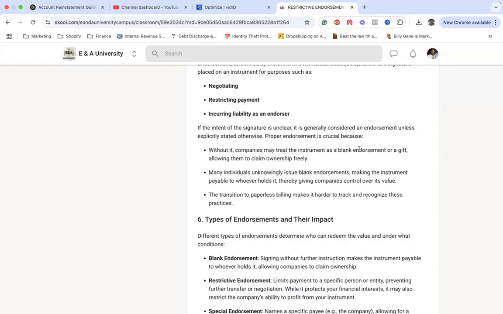Without it, the companies may treat the instrument as blank, right? It's going to end up being blank if it's not done correctly, or it will be considered a gift. A lot of people are running into this issue of, well, I sent my check or my endorsement or my bond, my instrument, however you guys call it, right? In this particular case, it's a security bond. It's a bond, it's an instrument. But in the event that you send it and they don't actually respond, it's more than likely that it was considered a blank endorsement or a gift, right? Allowing them to claim ownership.